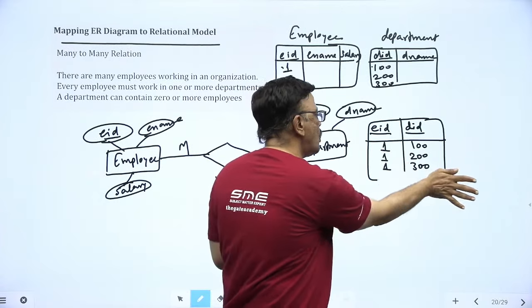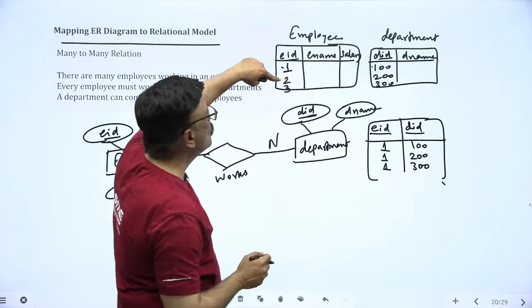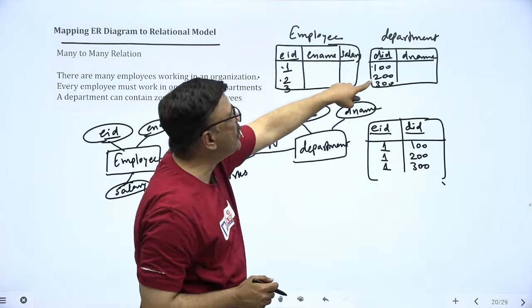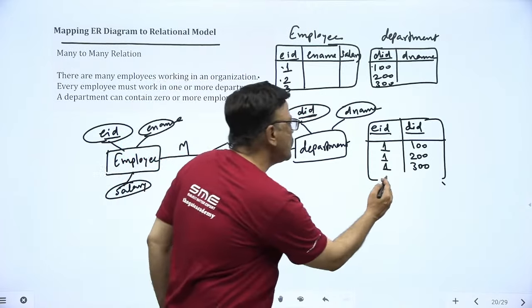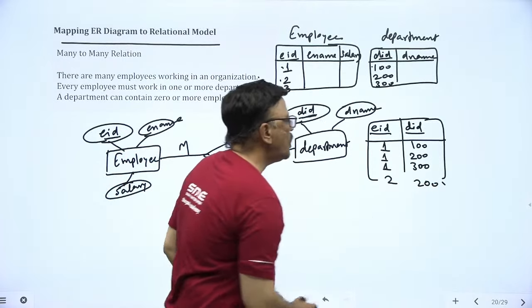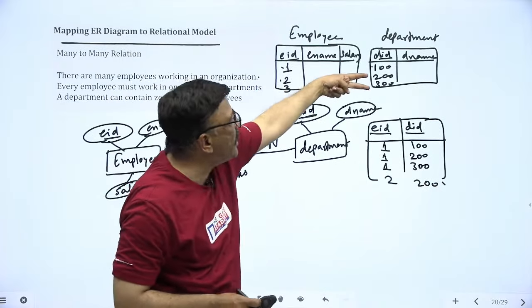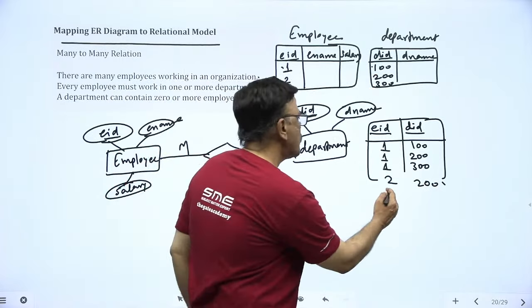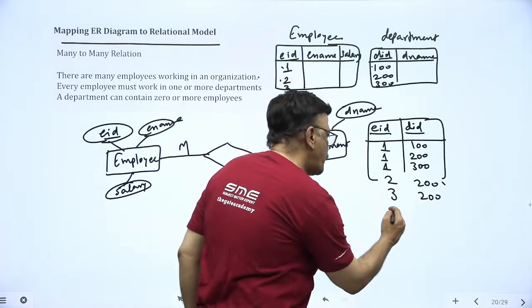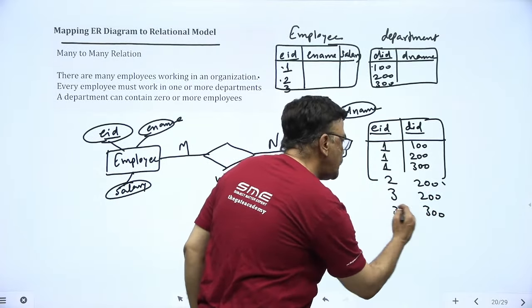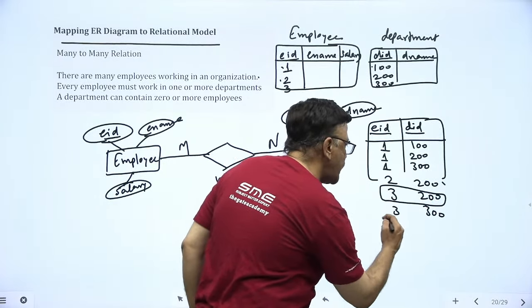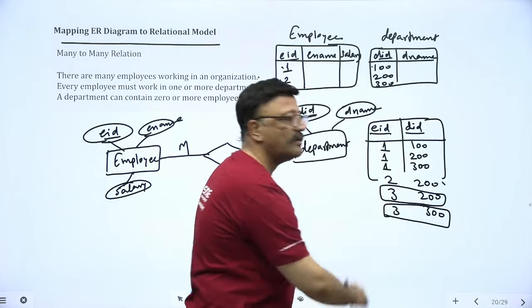Just tell me, what if this person 2 works in only one department, 200? Okay, so person 2 works in 200. But what if this person 3 works in 200 and 300? Then you will say person 3 works in 200, but person 3 works in 300. You can see that this combination of EID and DID is unique.